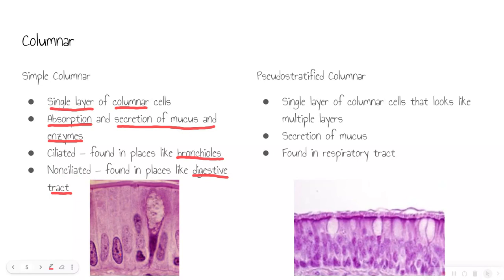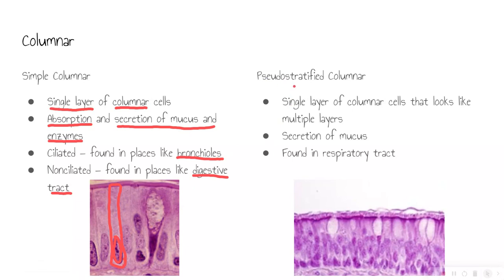And we can see this slide right here. We have these single layers of these columnar cells, and we can see the elongated nucleus right here, and that's what gives it away as a columnar cell.